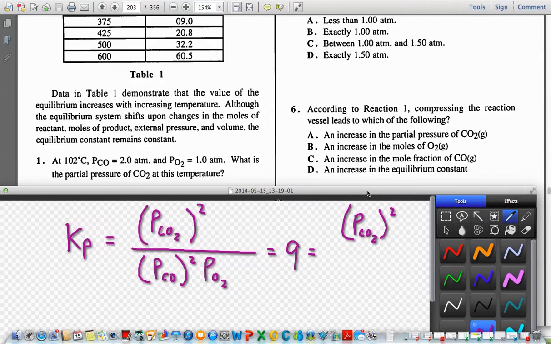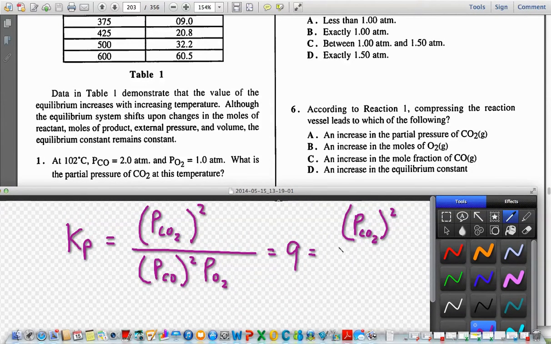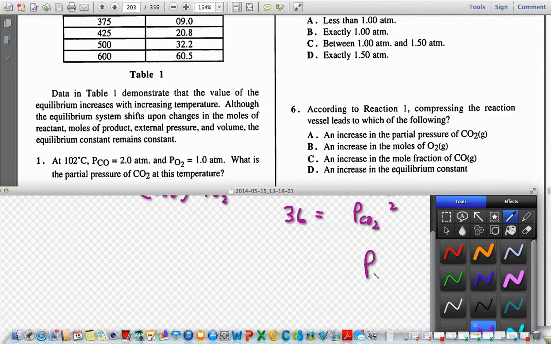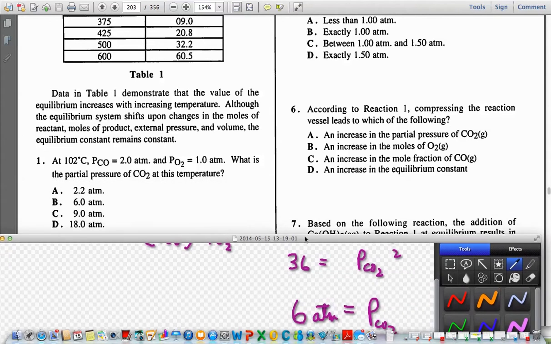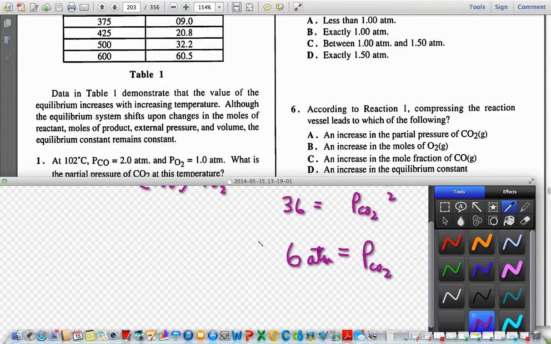The partial pressure of CO is 2, and 2 squared will be 4. And the partial pressure of O2 is going to be 1. So that means 36 is the partial pressure of CO2 squared. So the partial pressure of CO2 should be 6 atmospheres. And that's answer choice B.